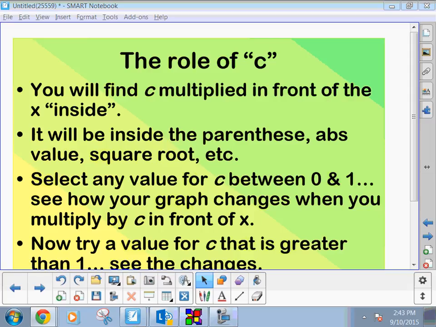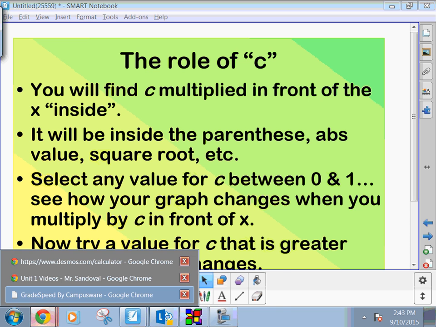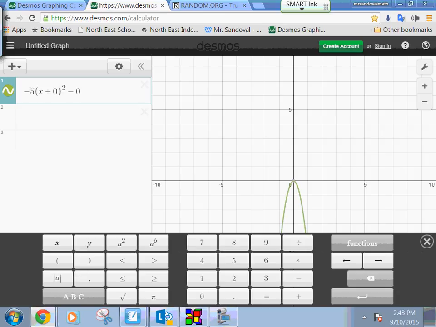Okay, excellent. Remember, just write notes for the first two bullets. So when it says it will be inside the parentheses, we're going to stop there. Now let's actually see what happens with that C value. So I'm going to go back and set this thing back to its parent function, which is 1. And I'm back to the parent function.